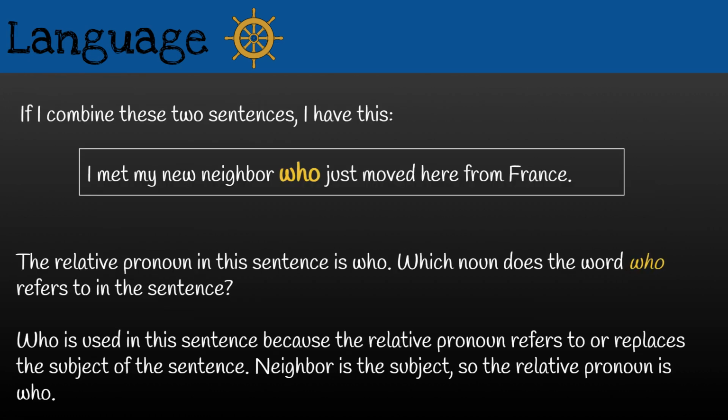If I change that and combine those two sentences, I can say, I met my new neighbor who just moved here from France. The relative pronoun in this sentence is who, which refers to the noun in the sentence, my new neighbor. So who is used in this sentence because the relative pronoun refers to or replaces the subject of the sentence. Neighbor is the subject, so the relative pronoun is who. So I'm not repeating. It's another way of making sure that I don't repeat or overuse the subject.